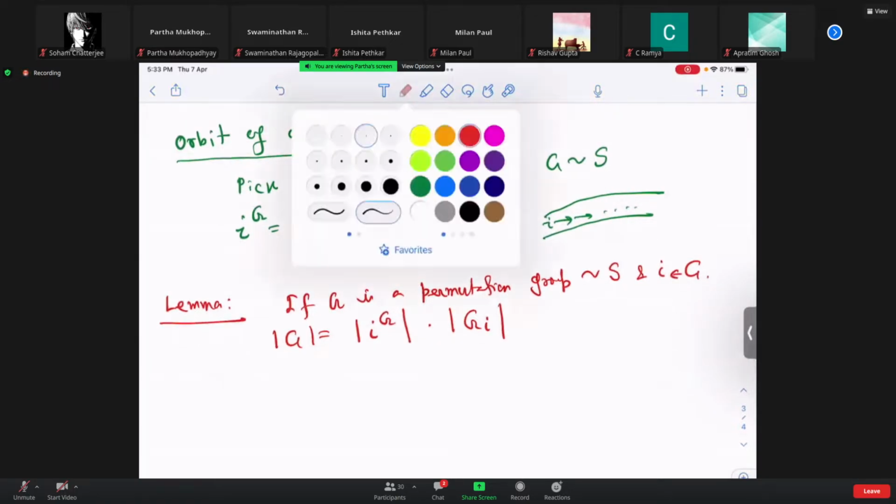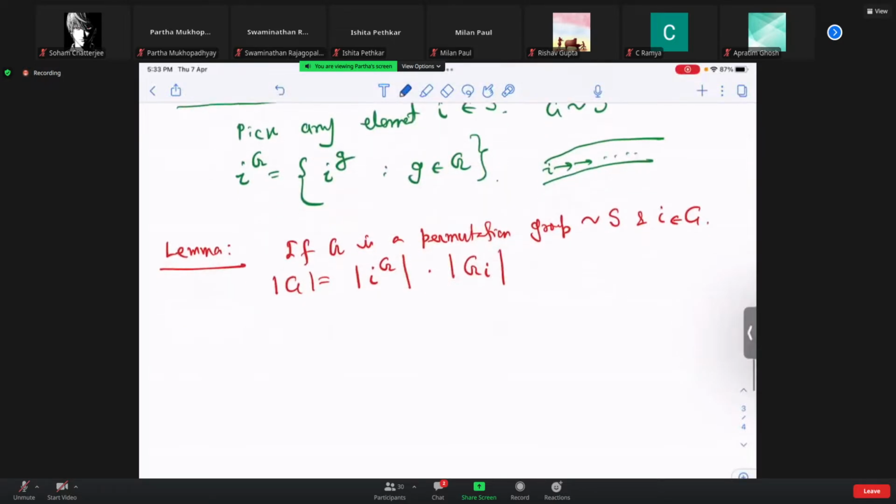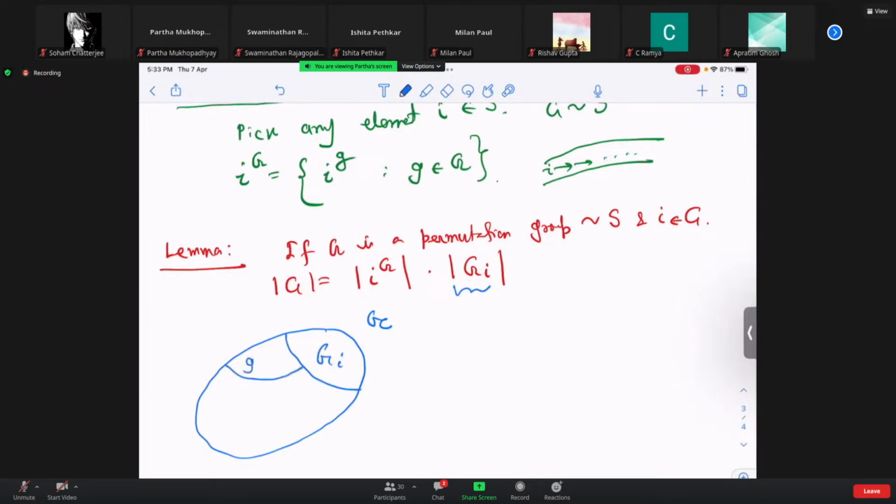So hopefully things are clear. So how shall we prove the lemma? It is very simple. G is the full group, and I know that G_I is a subgroup, right? Now let's look at the cosets. So that could be G1 G_I, G2 G_I, and so on. Right?